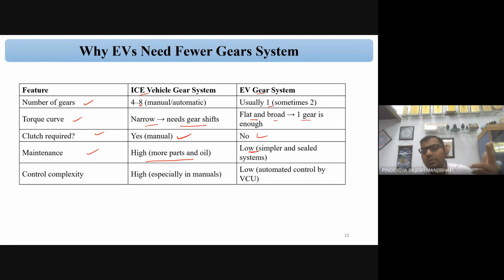We discussed in the first class why we are shifting from ICE vehicles to the EV, correct? Control complexity is high, especially in manual, but low in the EV, with automatic control by the vehicle control unit. VCU stands for vehicle control unit, correct? So that's why we can say the EV is better than the ICE vehicle.